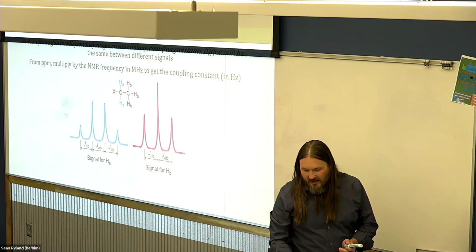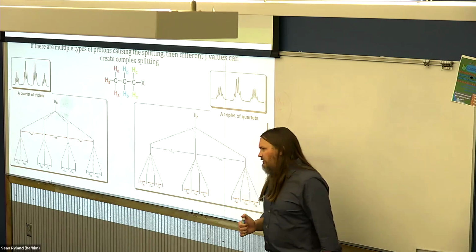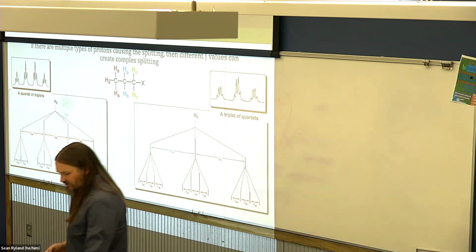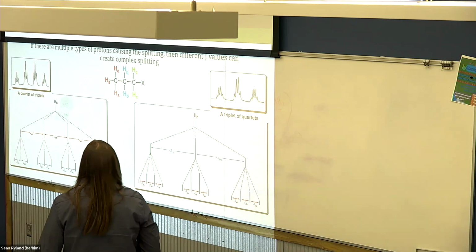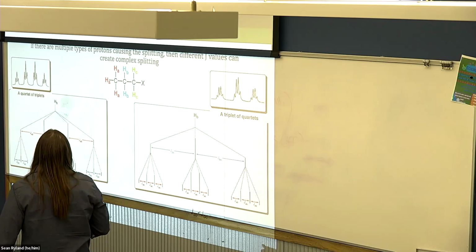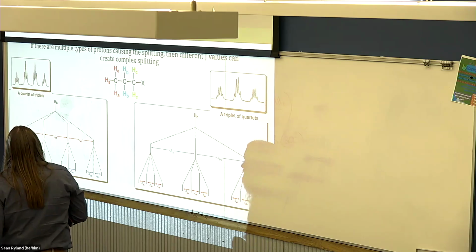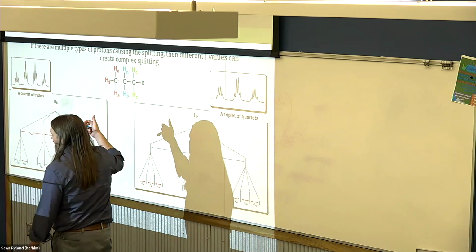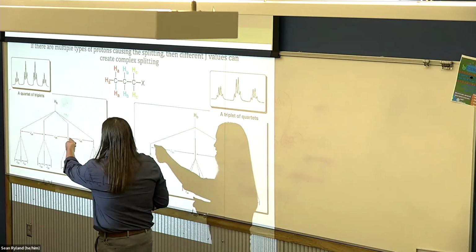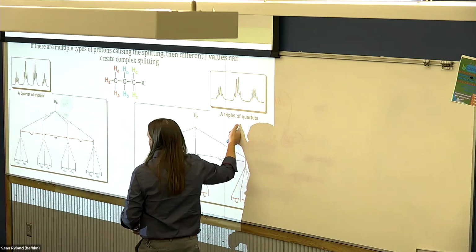All right, so why is this useful? Well, I'm just going to go over it since we haven't really touched on this. We need to know this? No. But the difference in J values is also what causes some of that complex splitting, where you get a quartet of triplets versus a triplet of quartets.